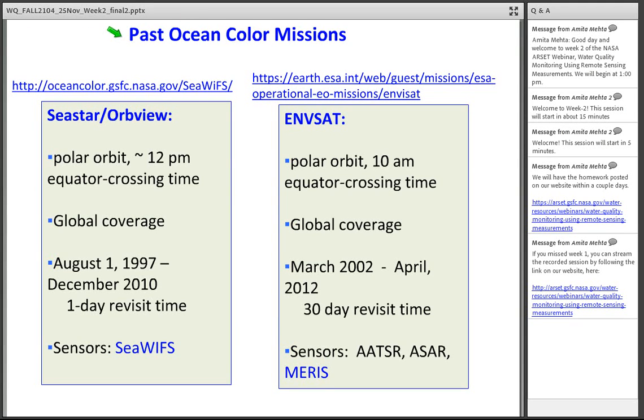Now, just to mention past ocean color missions, one is the SeaStar OrbView satellite, which has the SeaWiFS sensor. This covers 1997 to 2010, and this is also a polar orbiting satellite with 12 p.m. equatorial crossing time, almost global coverage. Envisat, which is the European Space Agency's satellite, flying with other sensors used for water quality monitoring, especially ocean color, was launched in 2002 and stopped working in 2012. So it has a 10 a.m. equatorial crossing.